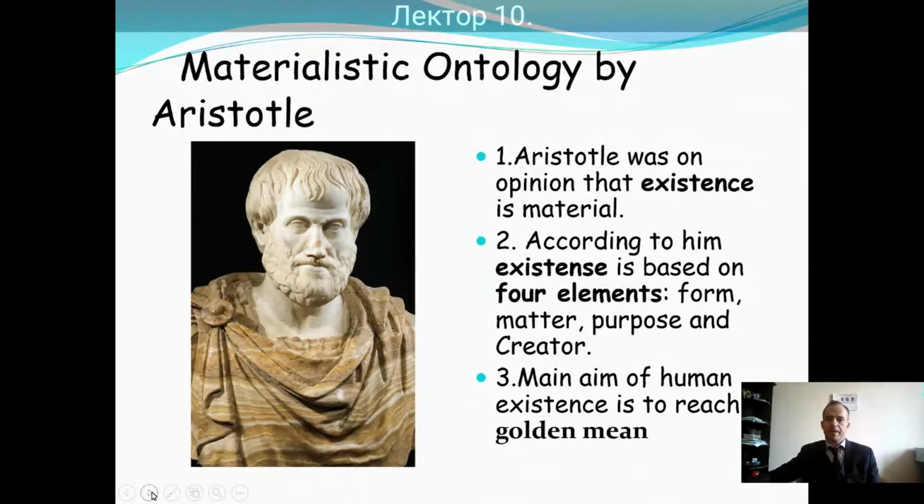The main aim of human existence, according to Aristotle, is to reach the golden mean. The golden mean was a basic concept of the ethical theory of Aristotle. According to this theory, we must live without extremes in our life, and it must be the main idea of our existence.